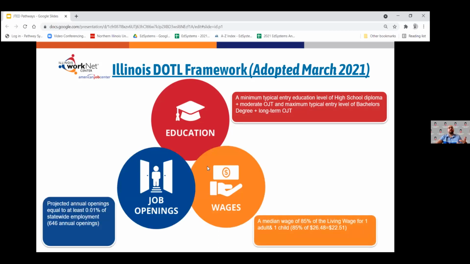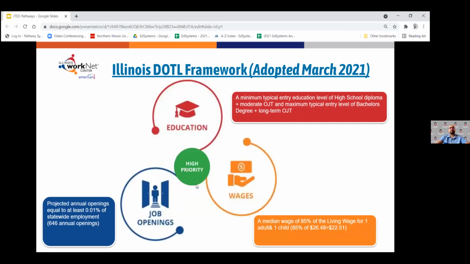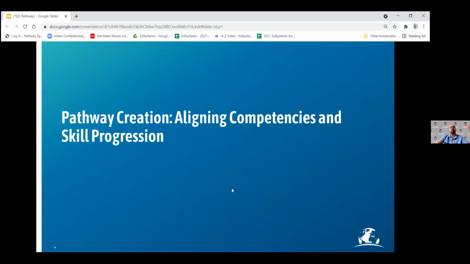And these are those occupations where, at a minimum for education level, you can use WIOA funds for jobs that had an education level higher than a high school diploma and moderate on-the-job training, right? But less than a bachelor's degree. The wages that the DC WIOA system benchmarked were wages meeting 85% of the living wage threshold for one adult, one child, and had job openings that were increasing, right? And those were high priority occupations.